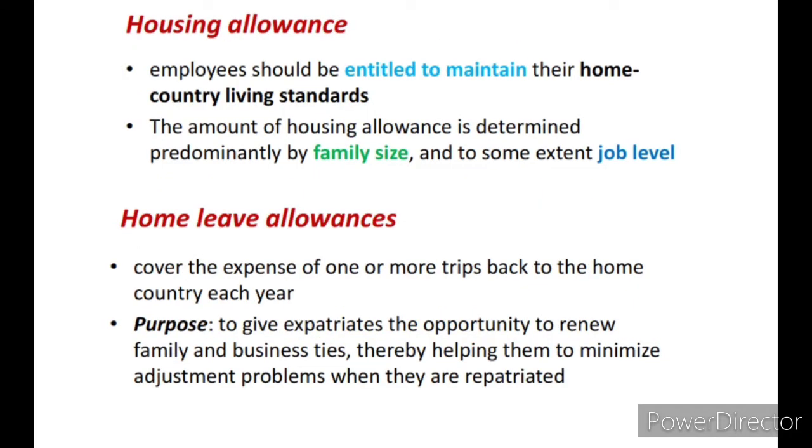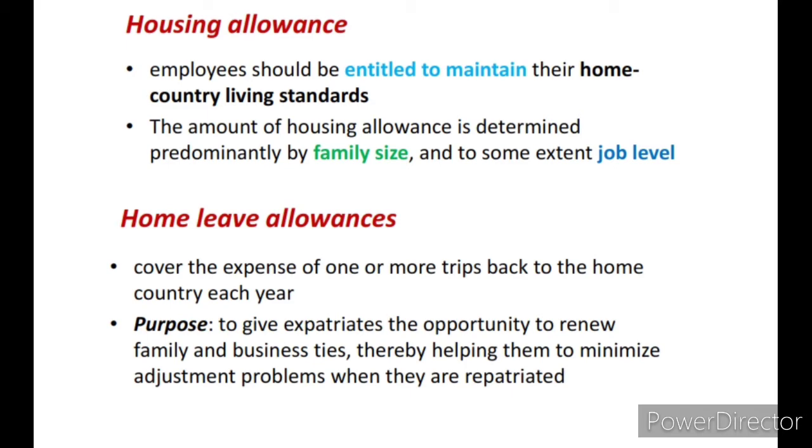Housing allowance. Employees should be entitled to maintain their home country living standards. If the home country living standards are lower than the foreign country's, then the employees are entitled to the foreign country living standards. The amount of housing allowance is determined by family size and, to some extent, job level.